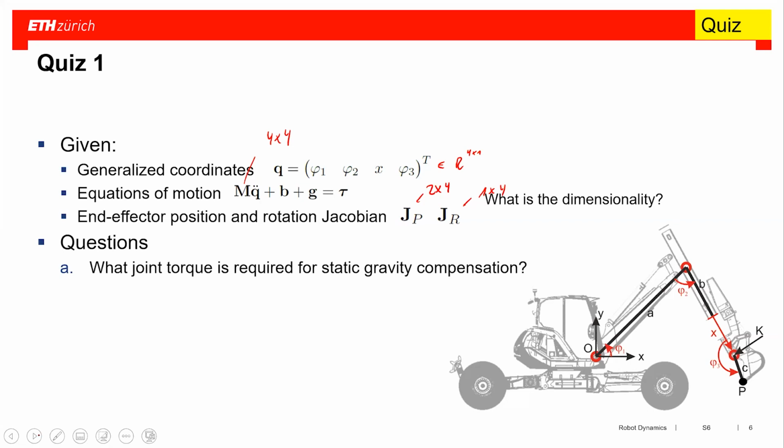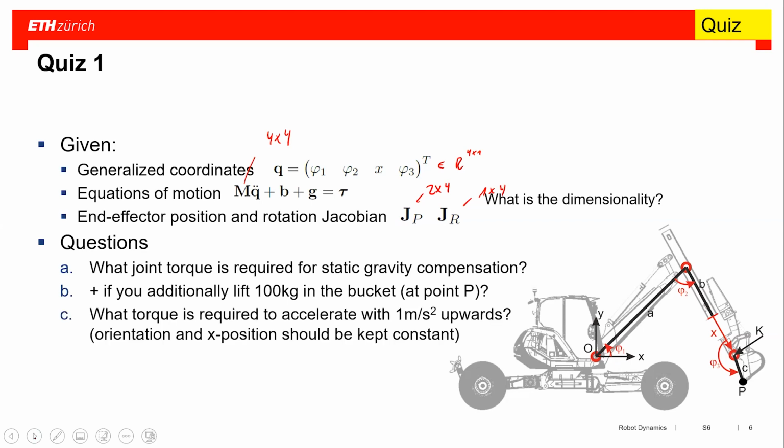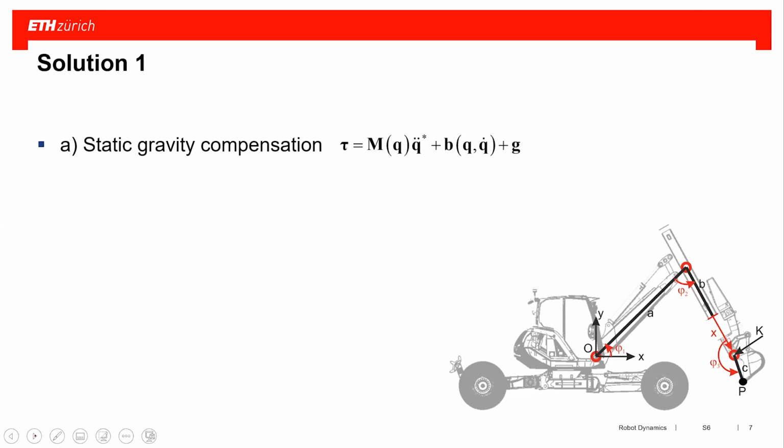Then the questions were, what joint torque is required for static gravity compensation, lifting 100 kilos, and what torque is required to accelerate upwards, and then some questions about uniqueness. So let's dive into this in more detail. First, static gravity compensation.